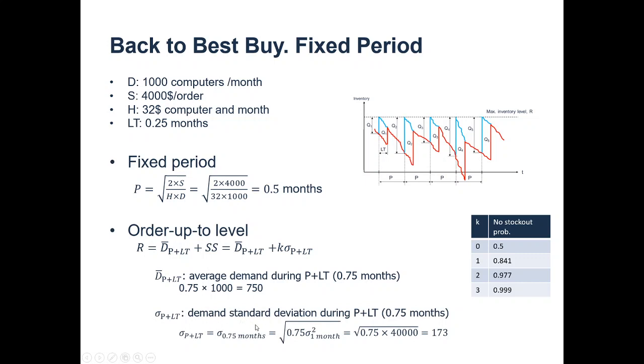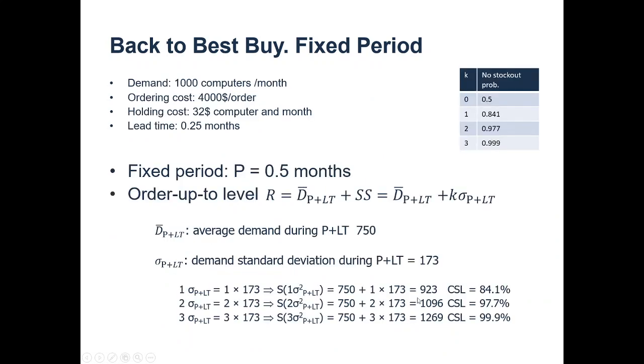So we apply the formula we saw before, and the standard deviation during P plus LT is the standard deviation of the demand during 0.75 months, which is the square root of 0.75 times the variance of the demand during 1 month. In this case, the demand has a standard deviation of 200, which means that the variance during a month is 40,000 units, and that gives us, when we calculate that, a standard deviation of 173 computers.